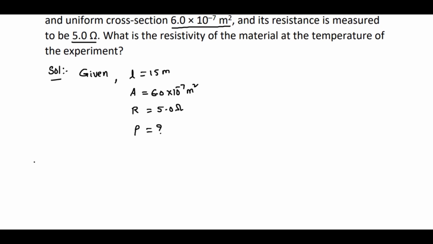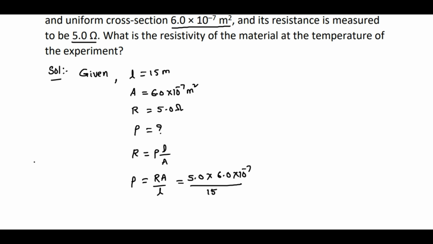So we have the formula R is equal to rho L by A. From this, rho is equal to RA by L. All the values are given. R is 5.0, A is 6.0 into 10 power minus 7, divided by length 15 meter. All are taken in terms of SI system.